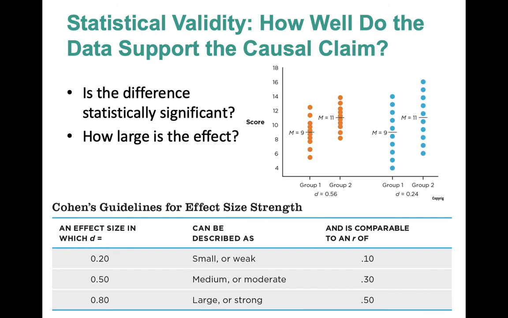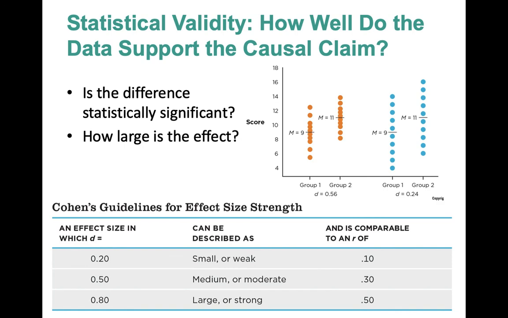All right, statistical validity. How well do the data support the causal claim? When interrogating statistical validity, there's the 2 main questions. 1, is there a difference that is statistically significant, and how large is the effect? And that goes with correlation as well: do we have a statistically significant correlation? How large is the effect? Typically the larger the effect, the stronger the causal effect.